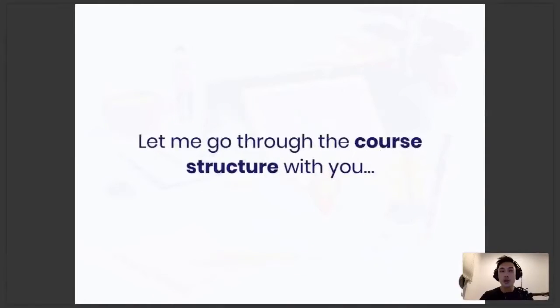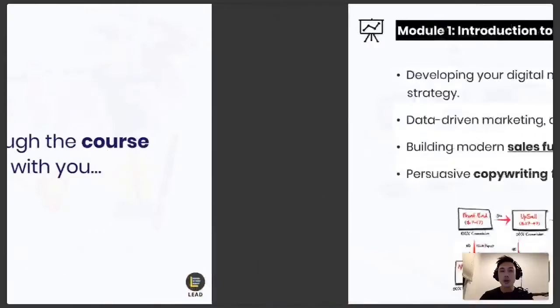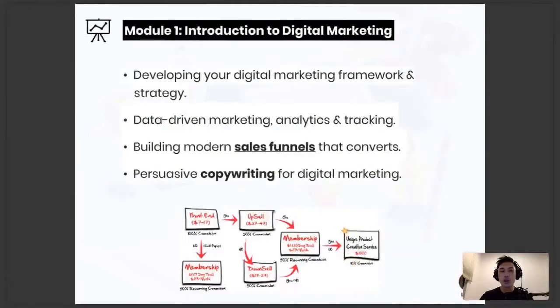Okay, so there are 10 modules. Let me just go through them very quickly with you. The first module will be your introduction to digital marketing. This is where you're going to develop your marketing framework. If you run a business today, we're going to develop your sales funnel, right? What is your tripwire? What is your lead magnet? And how do we drive people down into your big final product, right? That's the sales funnel that we're going to talk about. And how do we write copywriting for each of those funnels? Okay, so that's going to be the introduction to digital marketing.